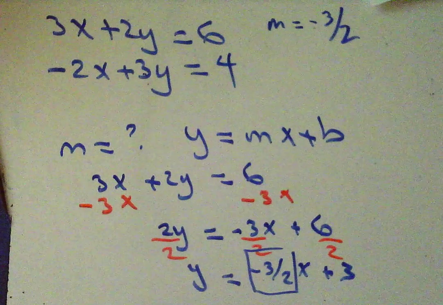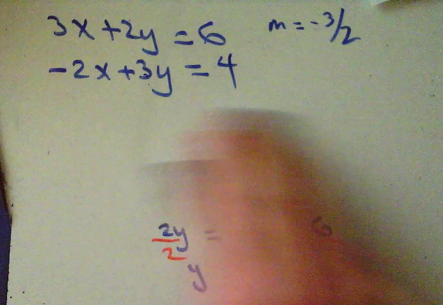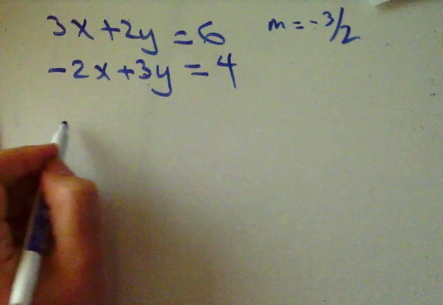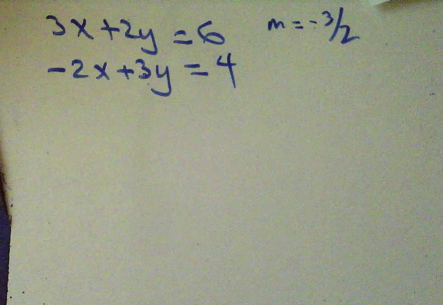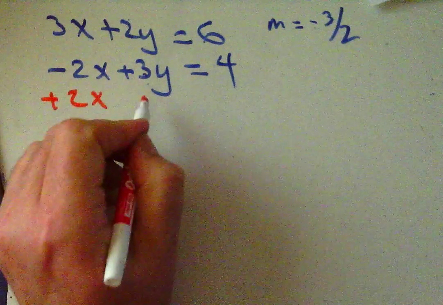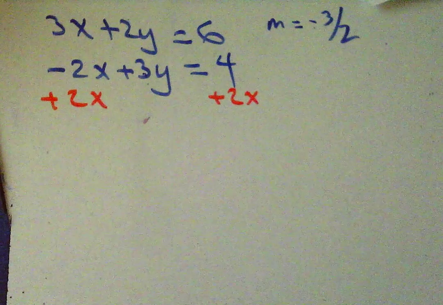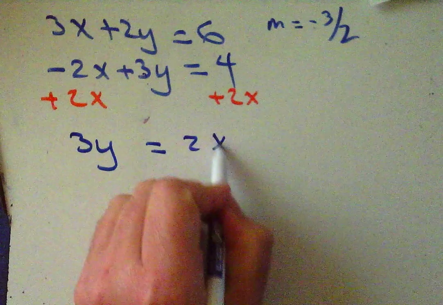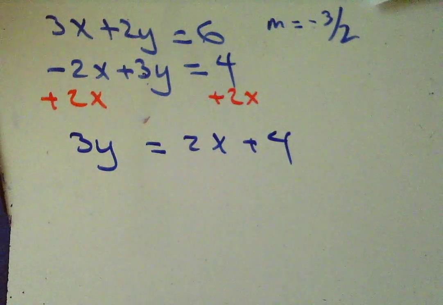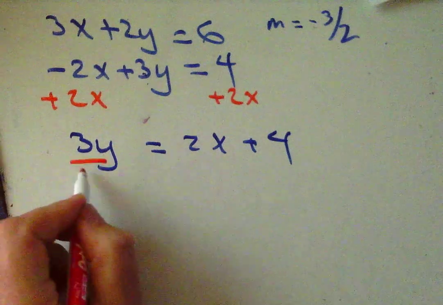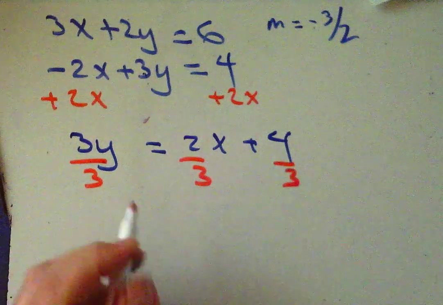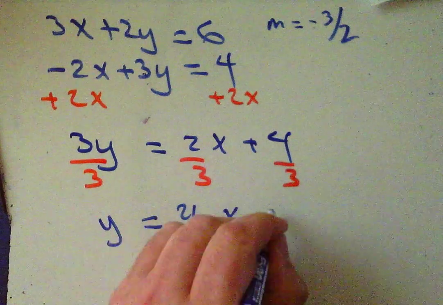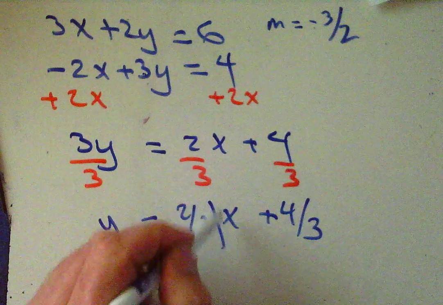Okay, let's repeat the process with the second line and see if we can figure out its slope so that we can then determine whether these are parallel, perpendicular, or neither. Let's start by adding 2x to both sides. So I've got 3y equals 2x plus 4, and divide by 3 everywhere. And so I end up with y equals 2/3 x plus 4/3. I see the slope here is 2/3.